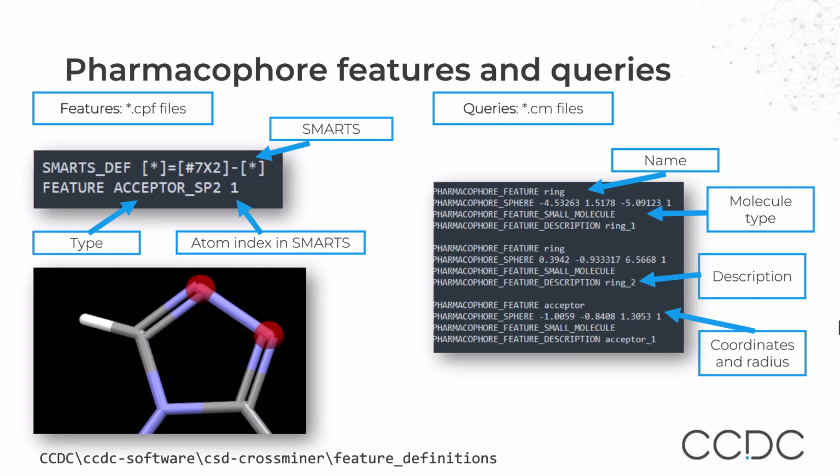Please don't be afraid of the slide. Actually, one of the tasks of this video is not just to let you know what's CrossMiner, what's pharmacophore search. We also want to let you know how it works, what's hidden under the hood. And we are starting from pharmacophore features, and we are going to understand what magic happens in CrossMiner and how it understands what's what. So features are stored as text files in CrossMiner.